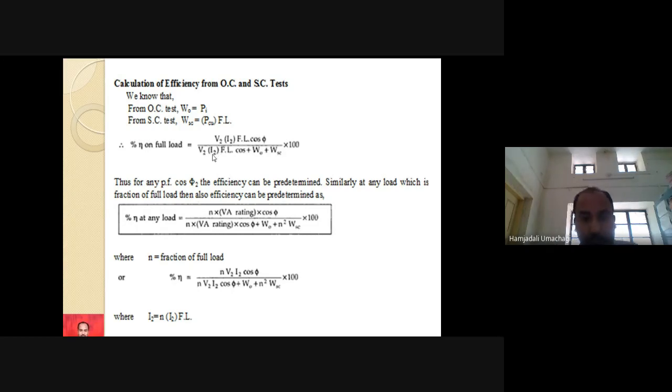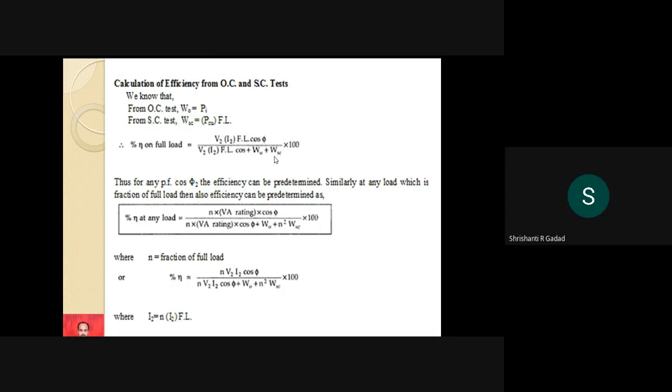So V2 I2 cos phi is the output, and efficiency is output by input. Input means output plus total losses. Total loss means iron loss plus copper loss. Efficiency is given by output divided by input. Input is nothing but output plus total loss. Total loss is iron loss W naught plus copper loss W_SC. W naught I am getting from the open circuit test, and W_SC I am getting from the short circuit test. Is it clear to all of you?